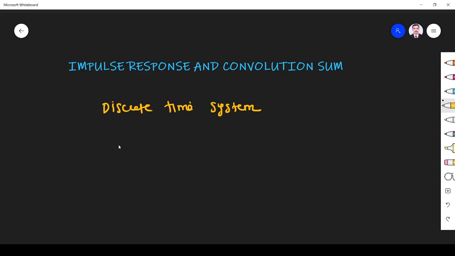In continuous time we have seen that impulse response is given by h of t, that is the response of the system for unit impulse signal. So if input is del of t, the output is the impulse response. And we come to the conclusion that output y of t is equal to x of t star h of t. This is what we have done in the continuous time system.